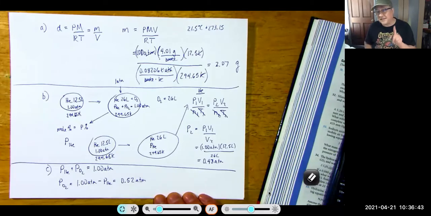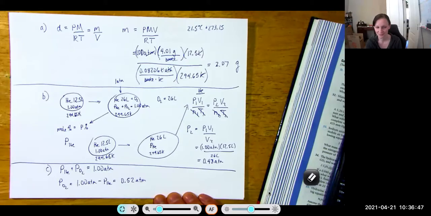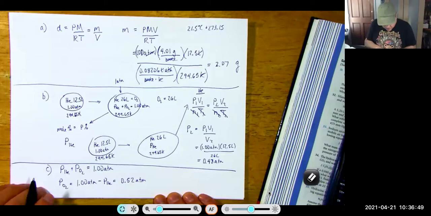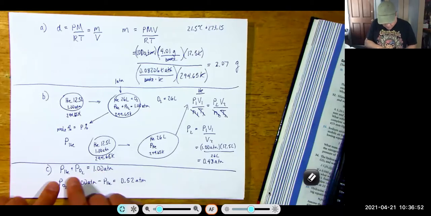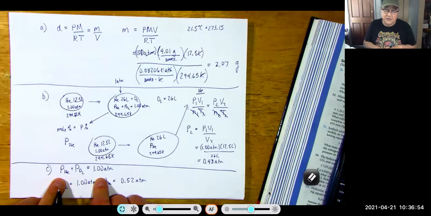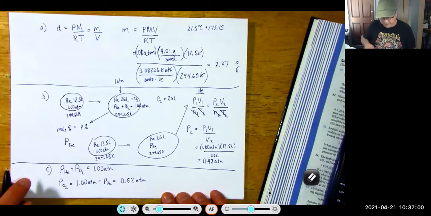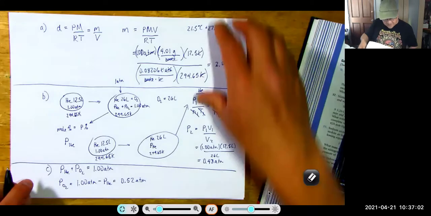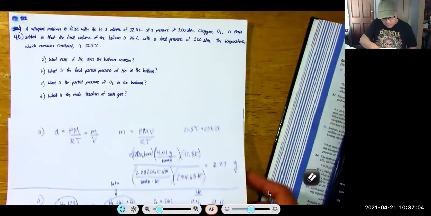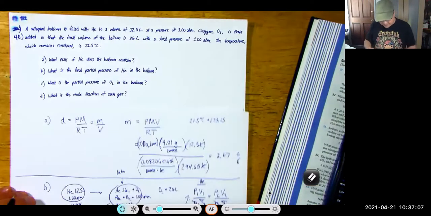Dalton's law. Isn't that what Dalton's law is? The sum of the partial pressures is the total pressure. Yeah. So we Dalton lawed that on C. Okay. Now, what about D? What is the mole fraction of each gas?